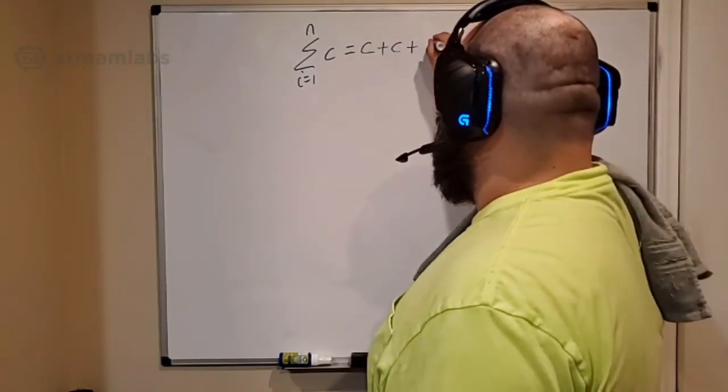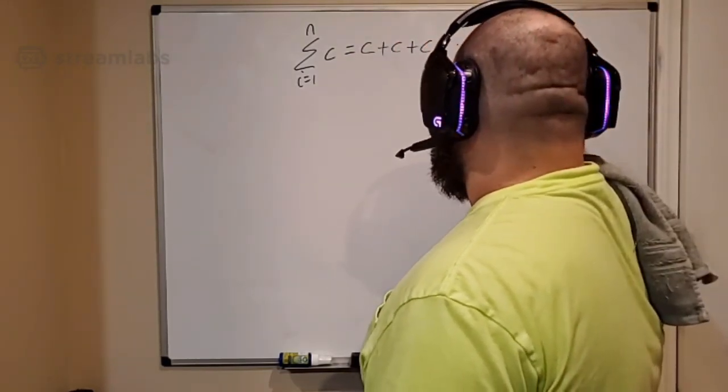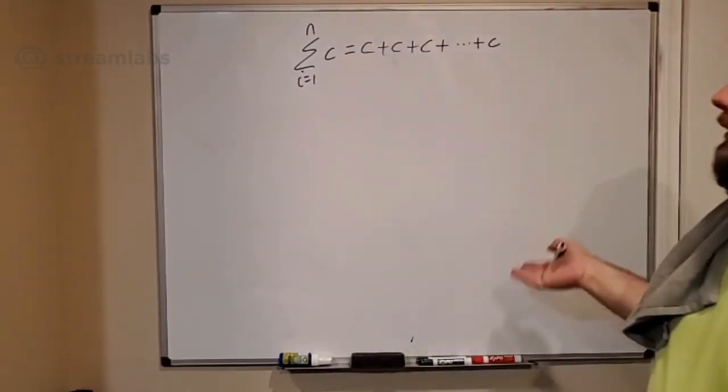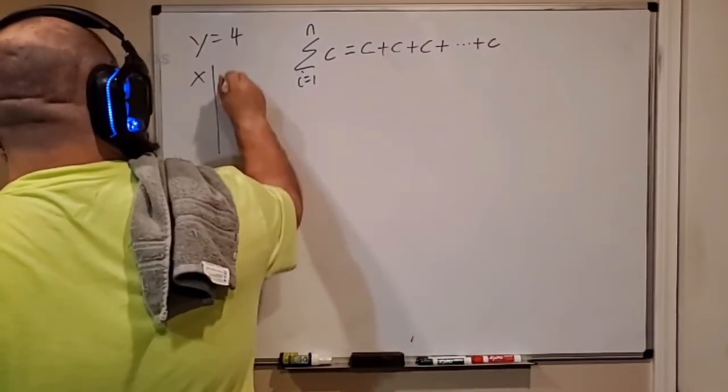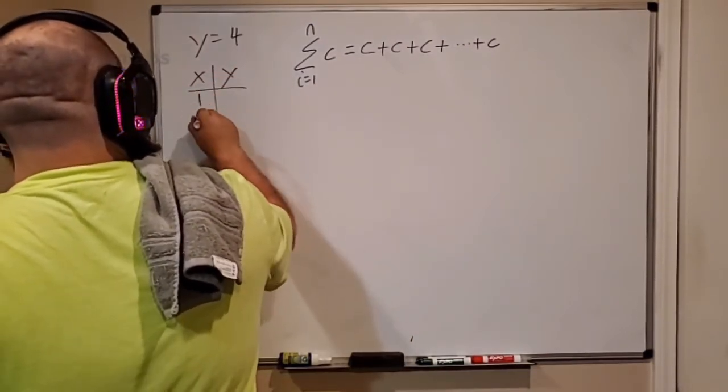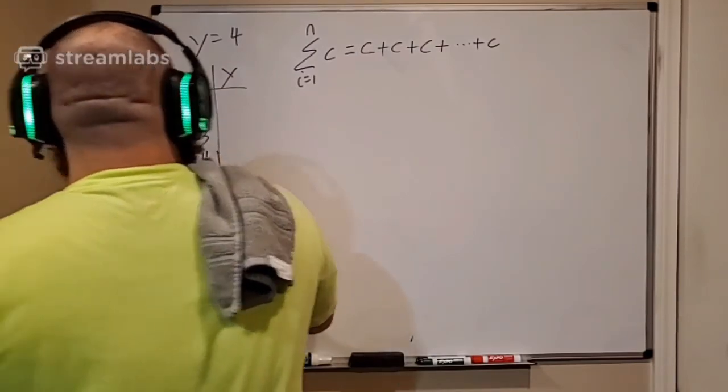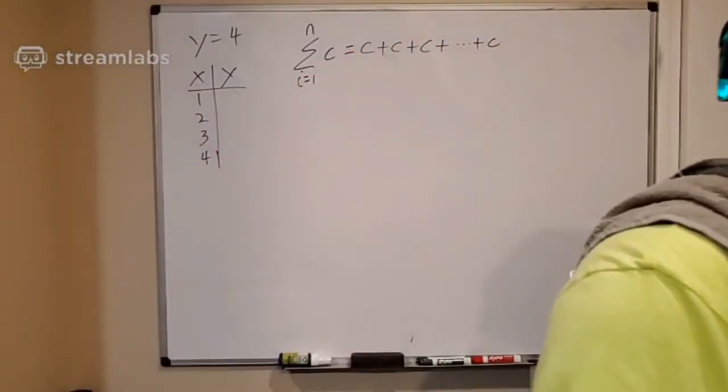In case you're confused on how I got that, think of the equation y equals 4. If I do a t-chart and I plug in 1, 2, 3, 4, 5, etc. for x, well, there's nowhere for me to plug in x, so what do I get for my y value every single time?